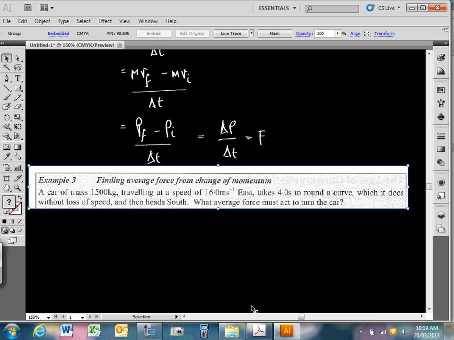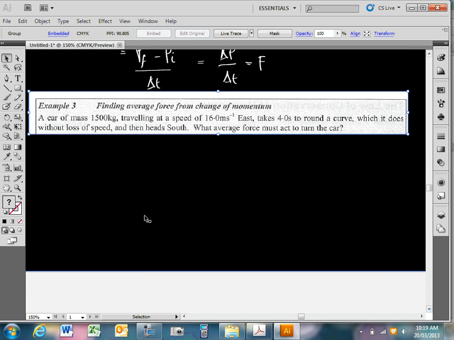Finding average force from change of momentum. A car of mass 1,500 kilograms traveling at a speed of 16.0 meters per second east. Okay, so what are we picturing? I always like to draw a picture.